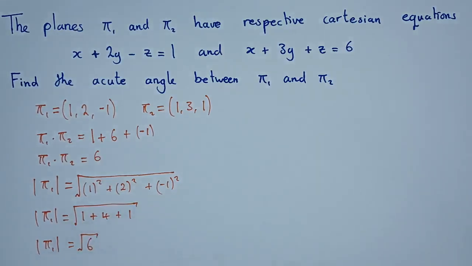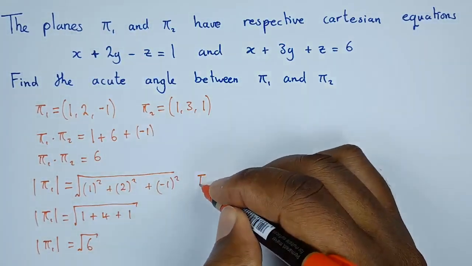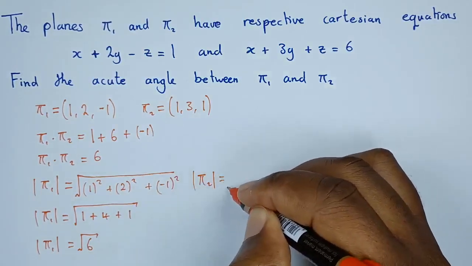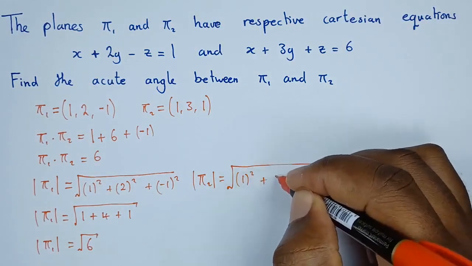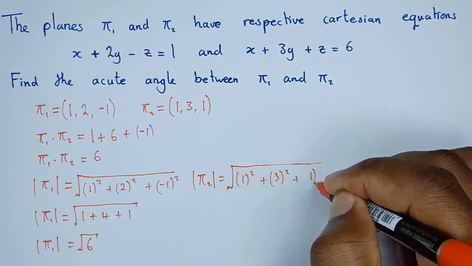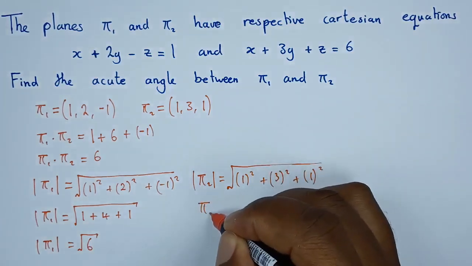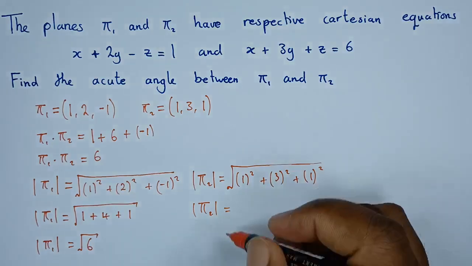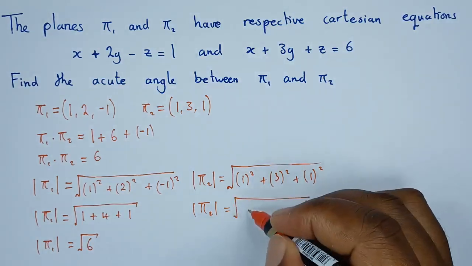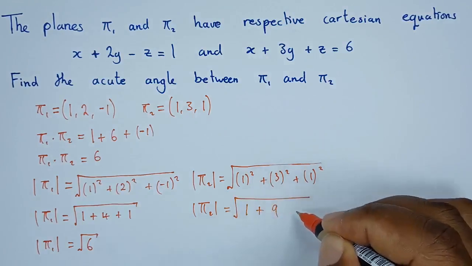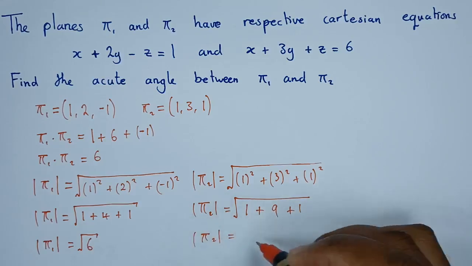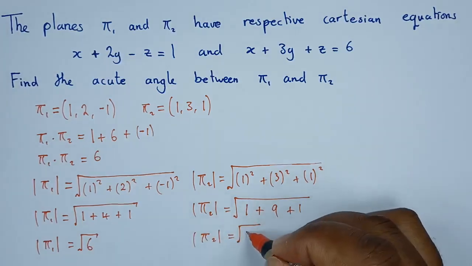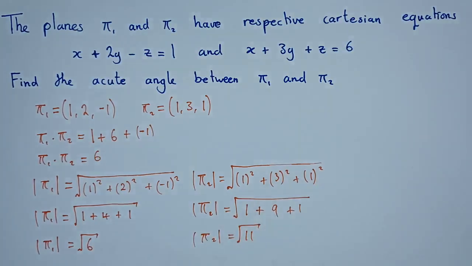Simple as that. Let's find the magnitude of the other one. So pi 2 magnitude will be given by the square root of the square of everything here. So that is 1 squared, 3 squared, 1 squared. So pi 2 magnitude is equal to the square root of 1 plus 9 plus 1. So this will simply be equal to the square root of 11. So there we have it.